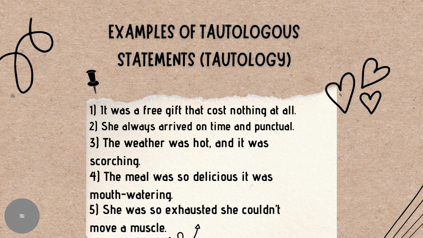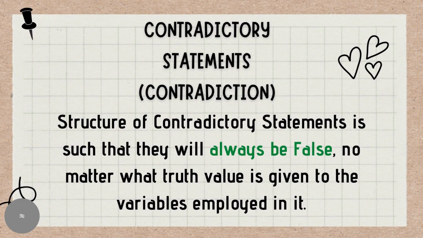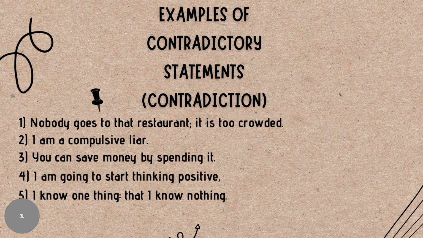So now let's move on to the second specific form, which we call contradictory statements. We also call it contradiction. So the structure of a contradictory statement is such that it will always be false, no matter what truth value is given to the variables employed in it. Let's take a look at an example of this.